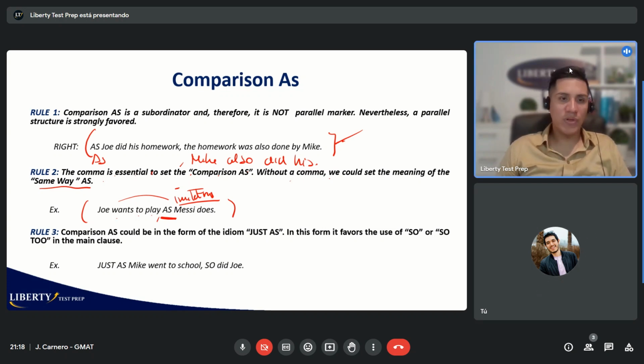And then we have rule number three: "just as". "Just as" forms an optative idiom.